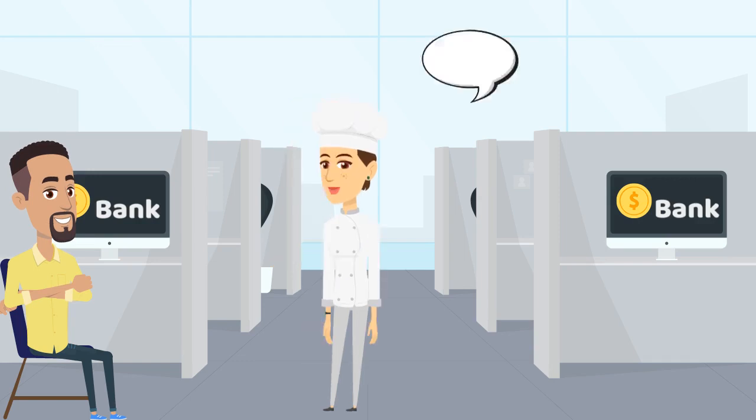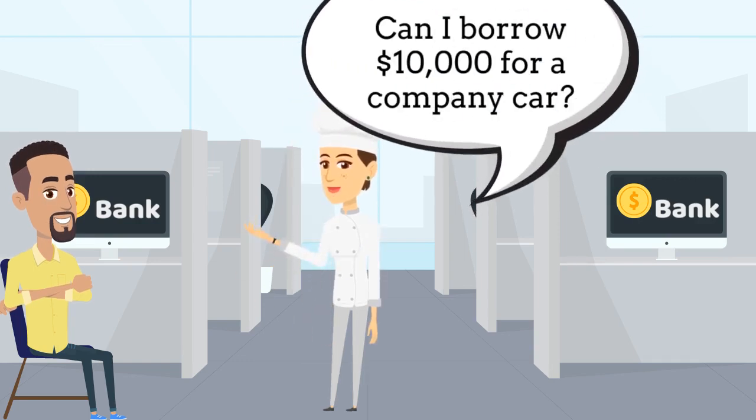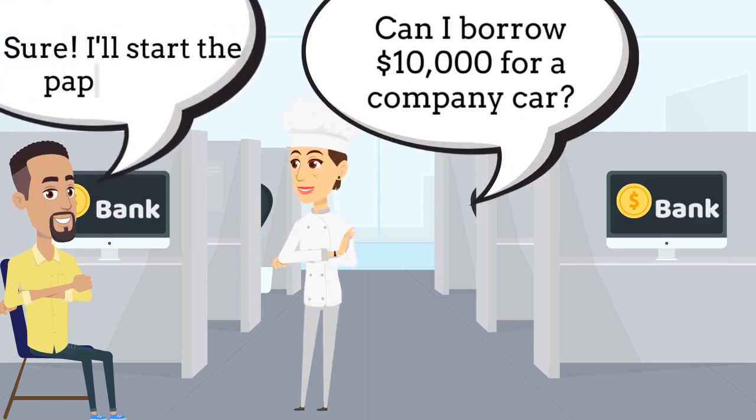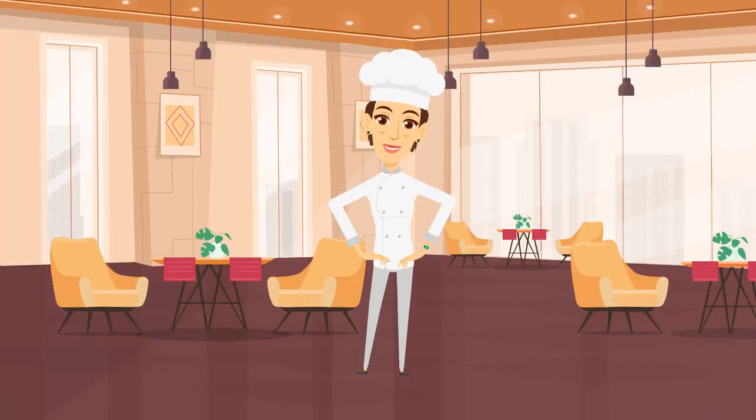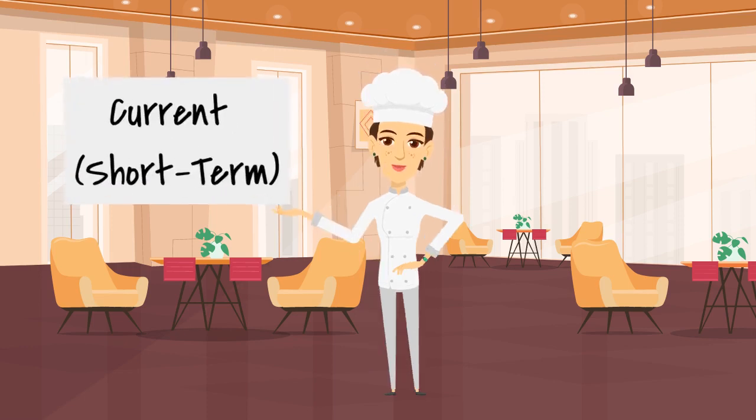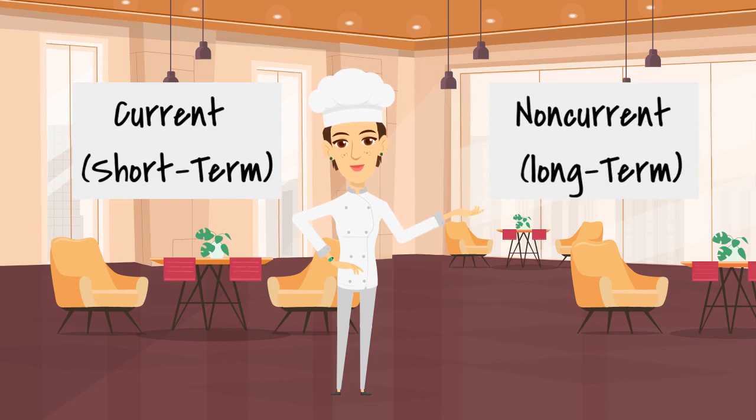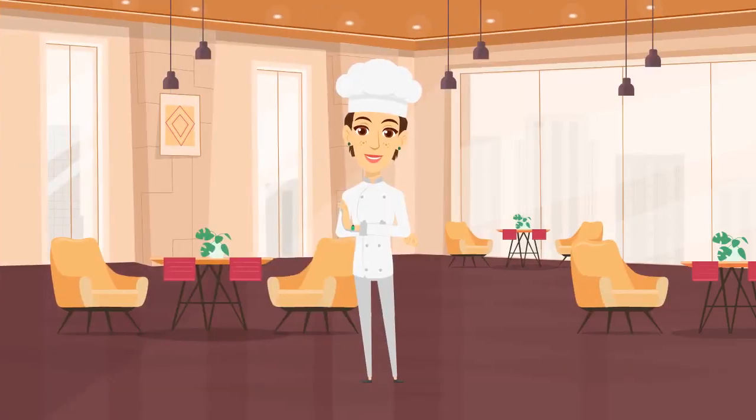Let's use the vehicle example again. When our chef purchased that $20,000 vehicle, they paid $10,000 in cash and financed the other $10,000. So on their liability section on the balance sheet, they would have a current liability of $10,000. And just like assets, liabilities are broken up into short-term and long-term categories, usually referred to as current liabilities and non-current liabilities. All right, now on to owner's equity.